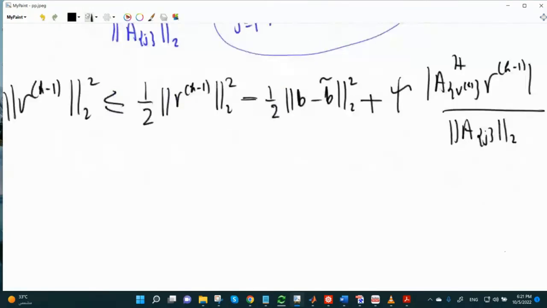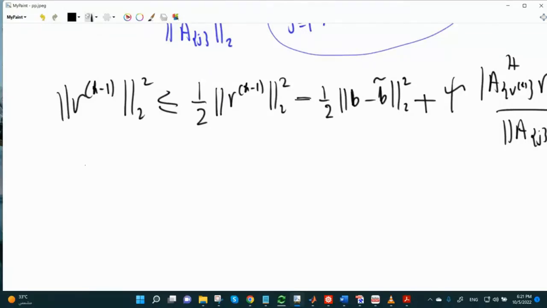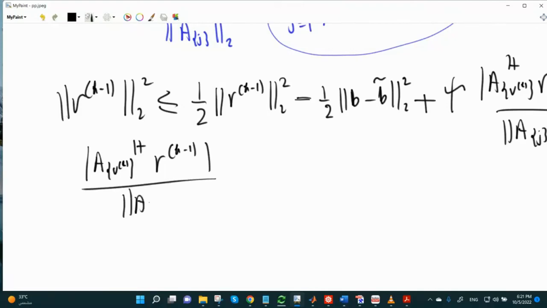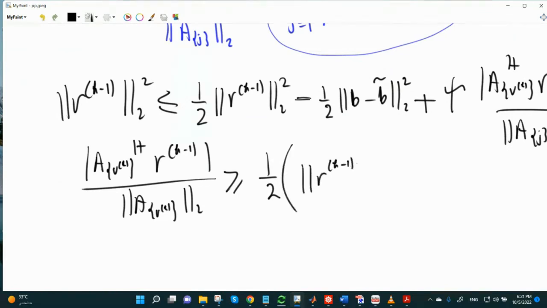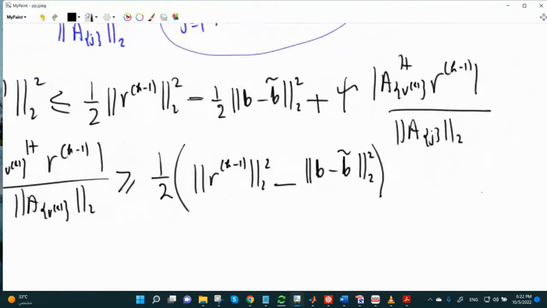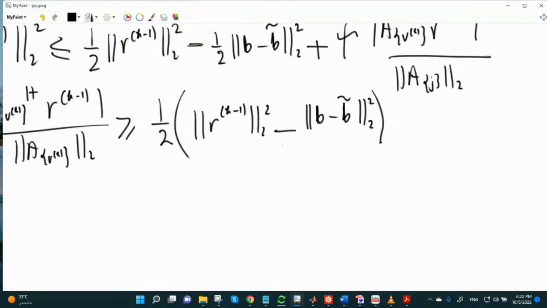Then we can rearrange. So we have psi times this a_k Hermitian r_{k-1} over the L2 norm of b tilde. This is greater than or equal to one half of the squared norm of r_{k-1} minus the squared norm of b tilde. Note that this is a non-negative quantity.